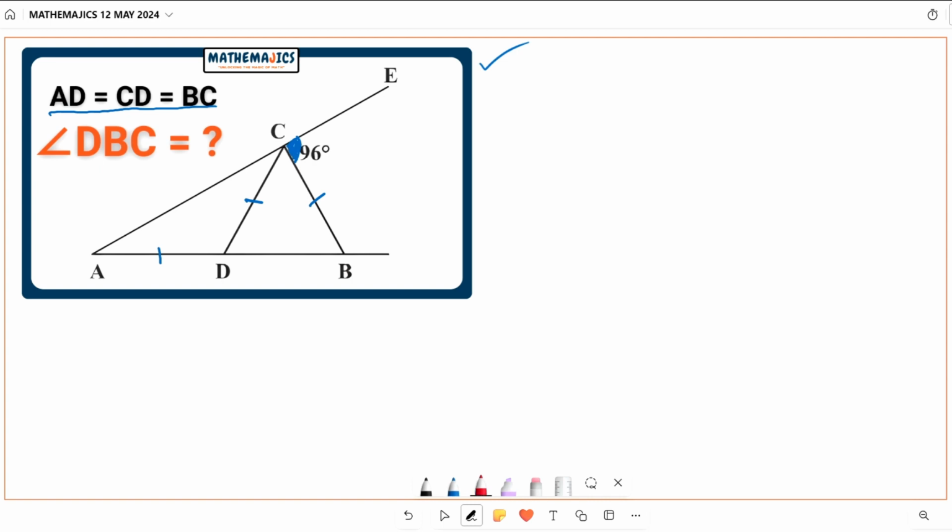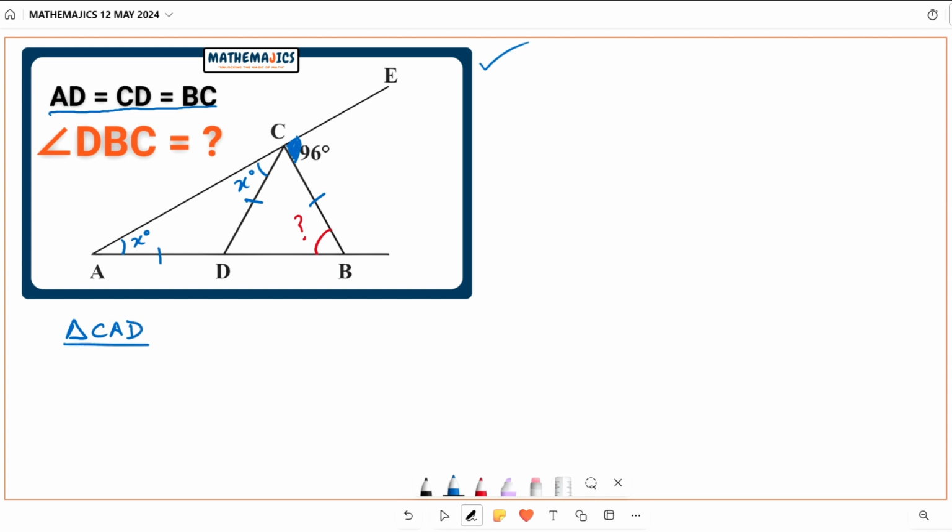Let's mark this angle DBC. We need to find this angle. Okay, so let's see how we can find it. First of all, let this angle A be x degrees. If this is x degrees, then angle ACD will also be x degrees, because these two angles are opposite to equal sides. Correct.